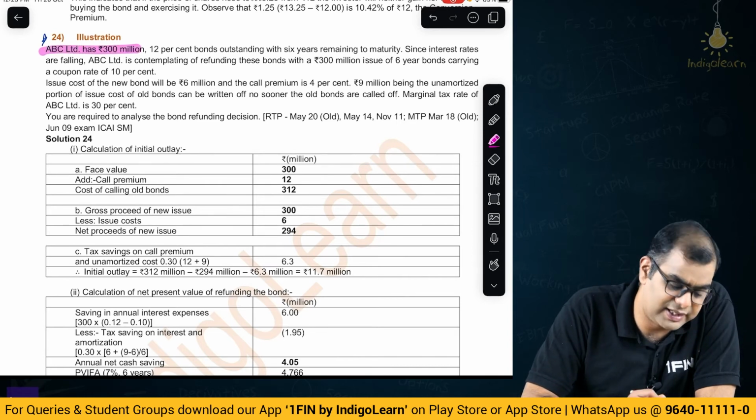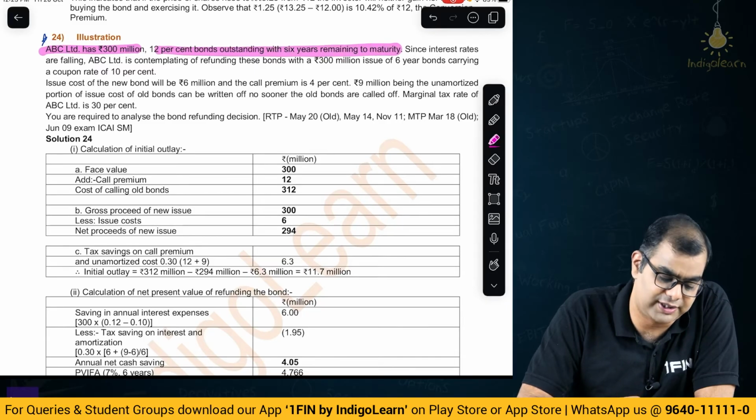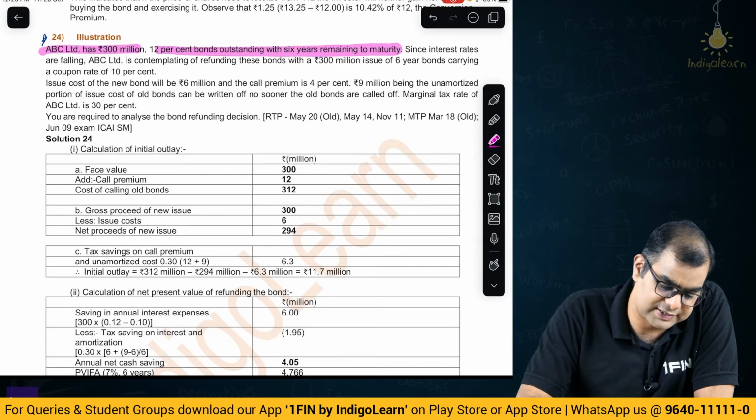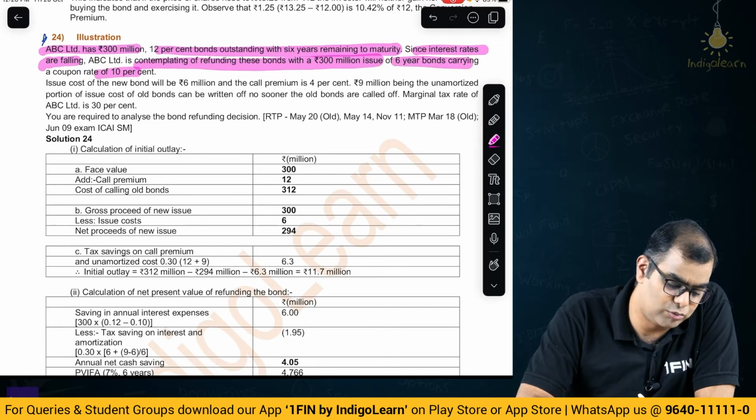ABC Limited has 300 million, that is 30 crores, 12% bonds outstanding with 6 years remaining to maturity. Since interest rates are falling, ABC is contemplating refunding these bonds with a 30 crore issue of 6 year bonds carrying a coupon rate of 10%.